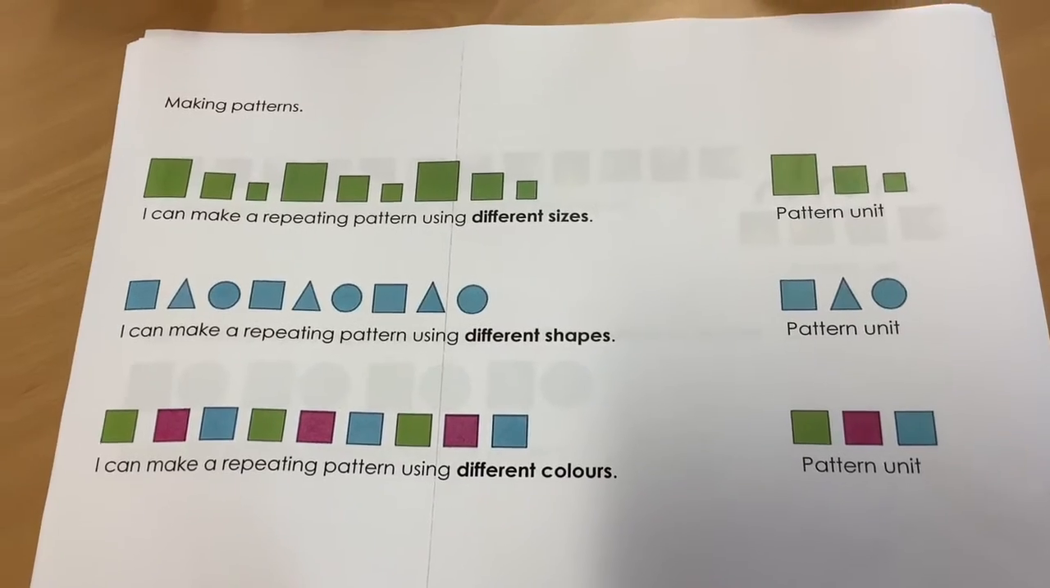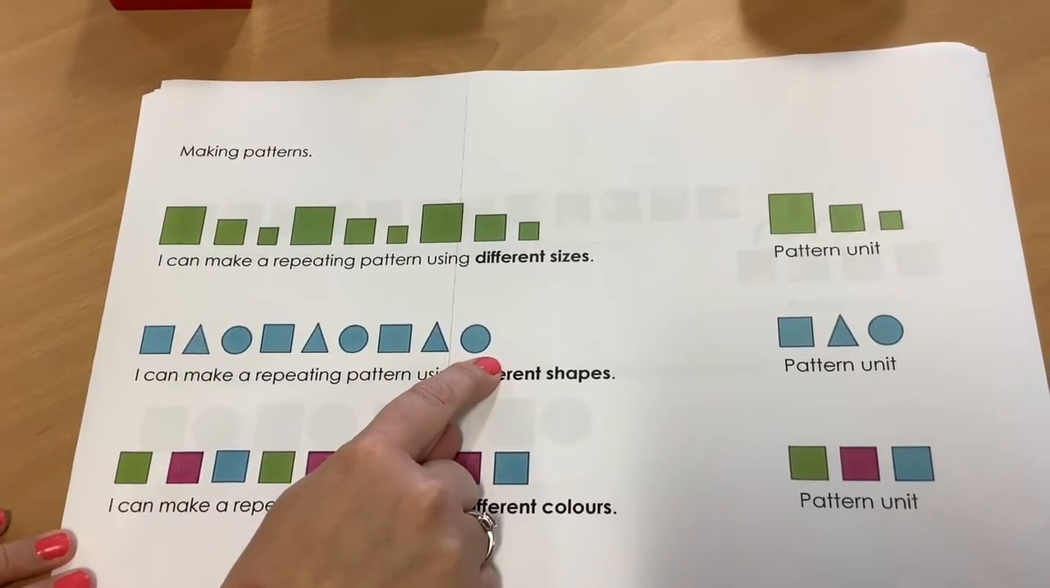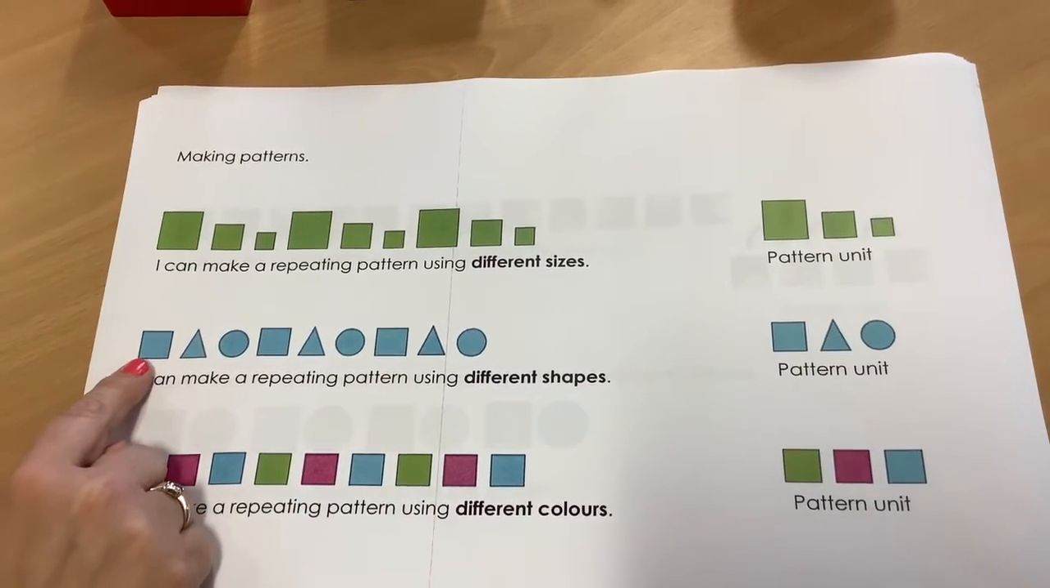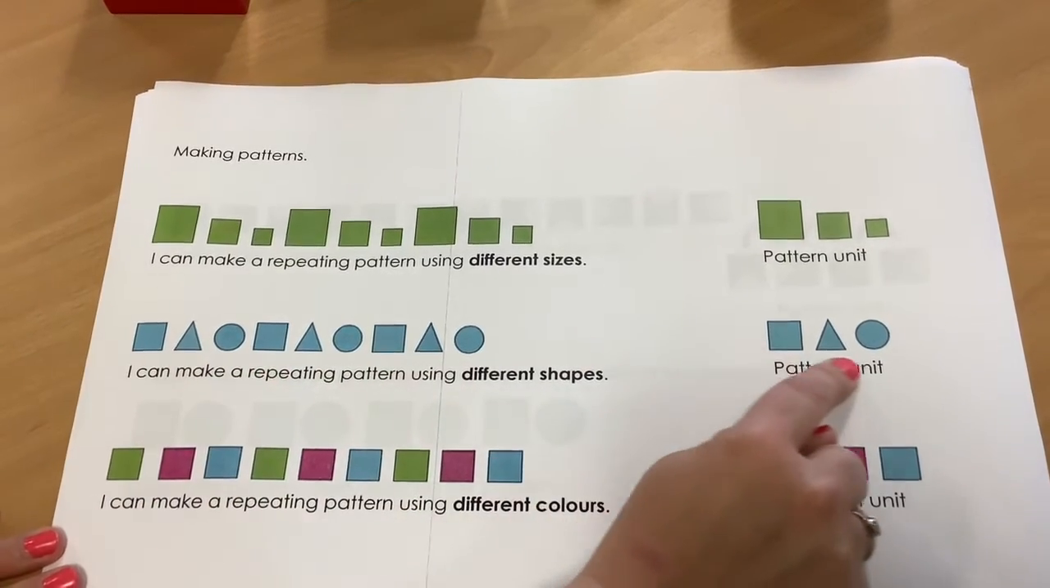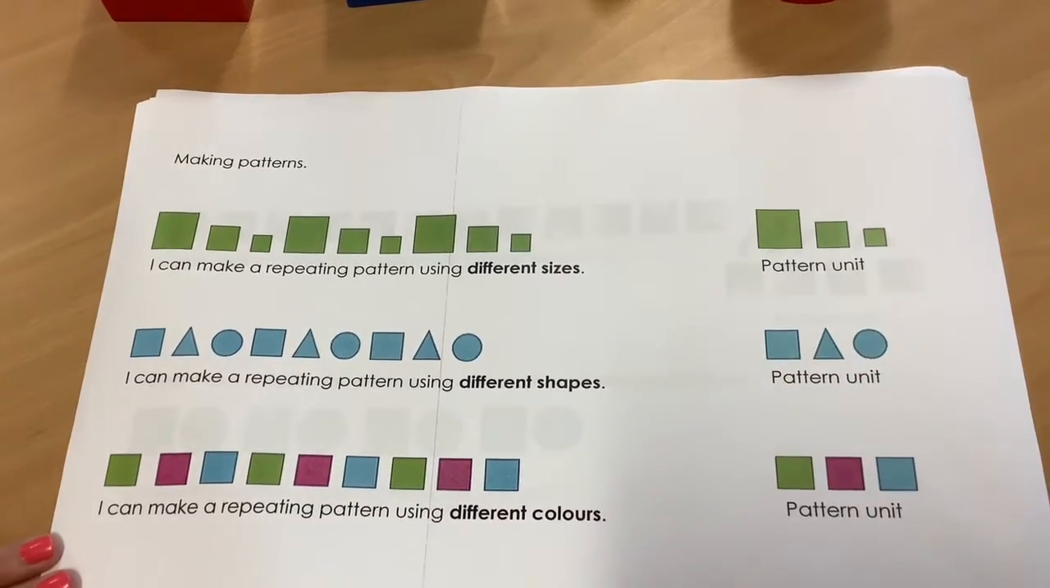We can also make them using different shapes. So here we have shapes of all the same colour, but what changes in this pattern is the shape. So we go square, triangle, circle, square, triangle, circle, and so on. So our pattern unit is a blue square, a blue triangle, and a blue circle.